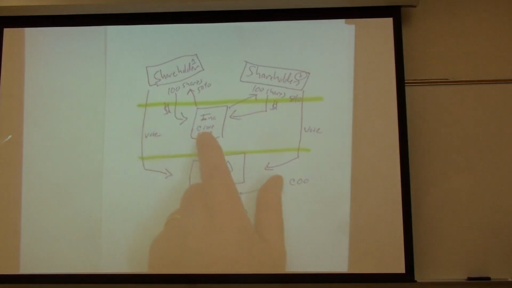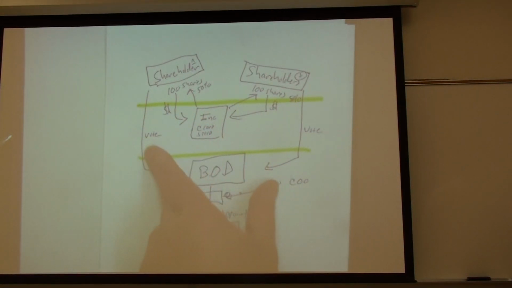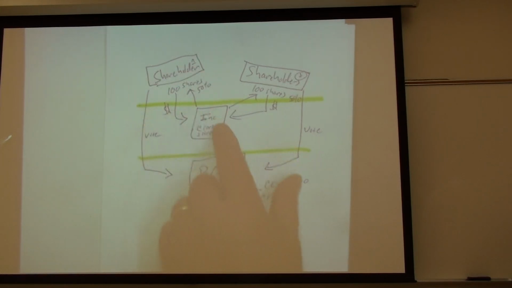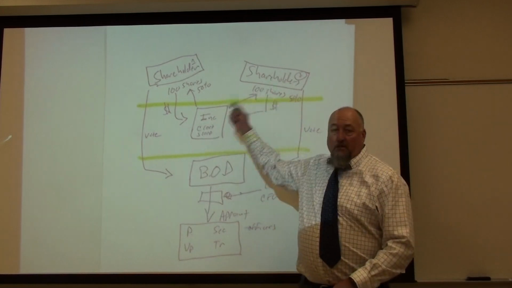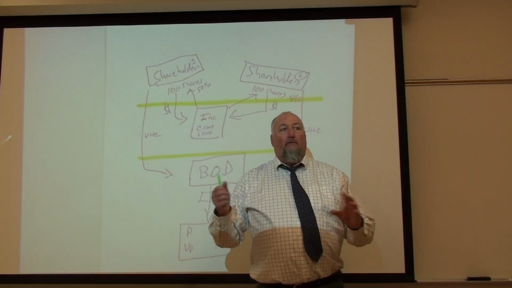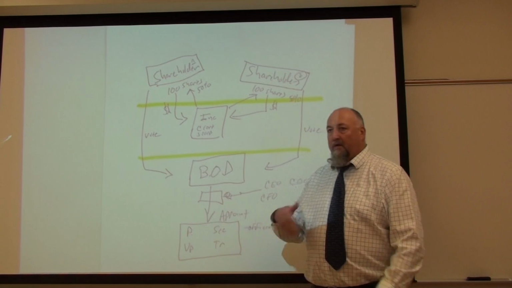And so if they default, the corporation is who owes that money, not the owners. Same thing with a lease or anything else. Now the owners may still be liable if they sign a personal guarantee. We talked about that earlier. I won't get into that today.